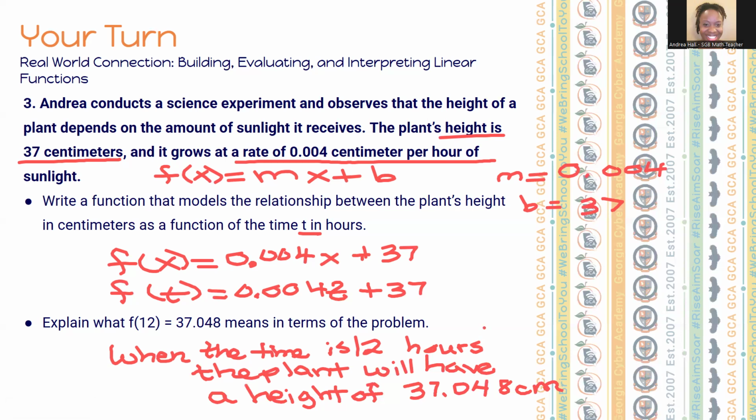Because they took the 37 and they subtracted it, right? So you could say, or grow 0.048 centimeters. All right. That's an advanced explanation that it would have grown by that much. All right, so this is a real world connection to building, evaluating, and interpreting linear functions. If you have any questions, please let your teacher know. Remember, you can rewatch this, okay?